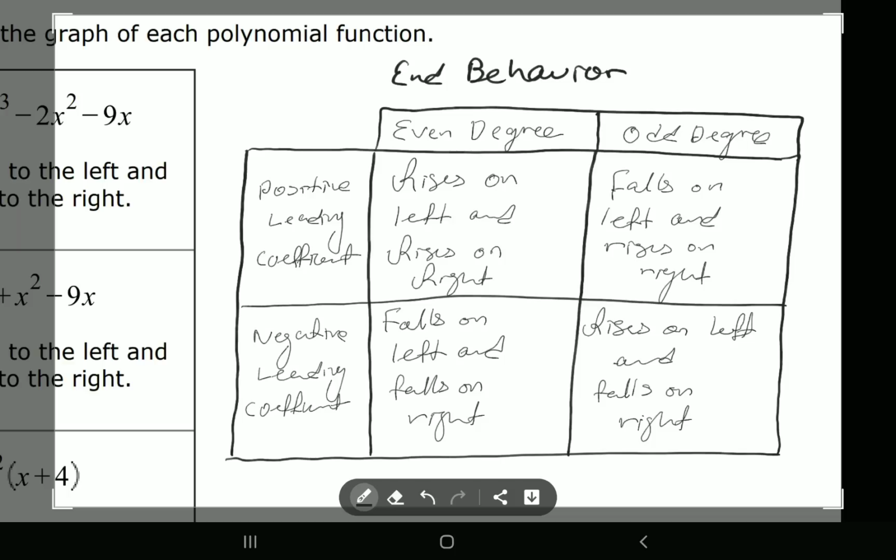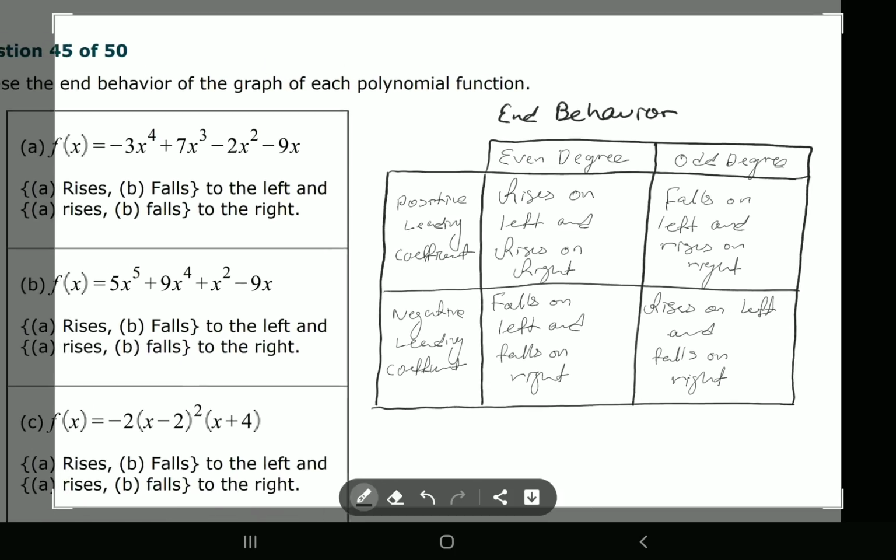So, if you have a positive leading coefficient with an even degree, the end behavior will rise up on the left and rise on the right. If you have an even degree but a negative leading coefficient, it will fall on the left and fall on the right. Odd degree, positive leading coefficient, falls on the left, rises on the right. Odd degree, negative leading coefficient, rises on the left, falls on the right. So we're going to answer A, B, and C based on this.